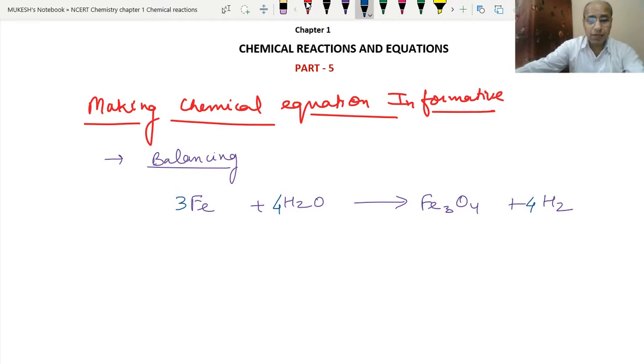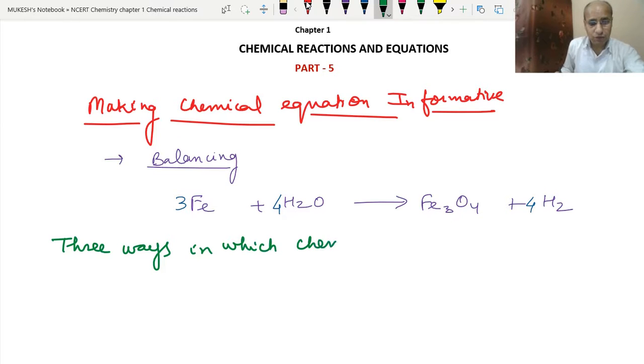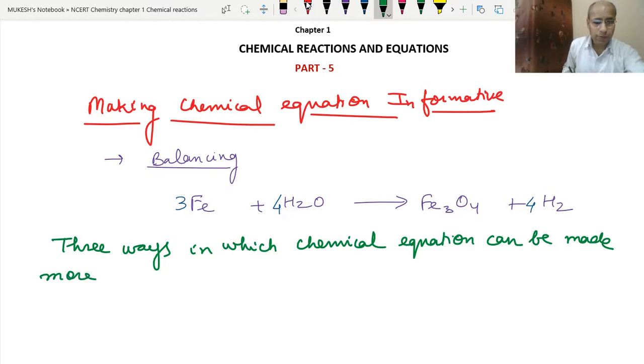So to make the chemical equation more informative, we can have 3 ways in which a chemical equation can be made more informative. Let's see how we can make them. So what are these 3 ways?